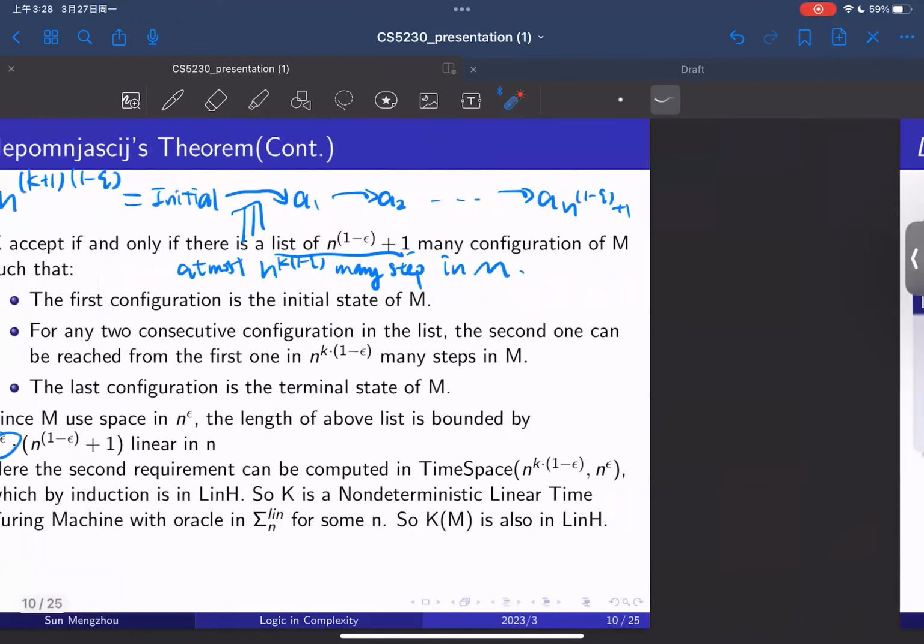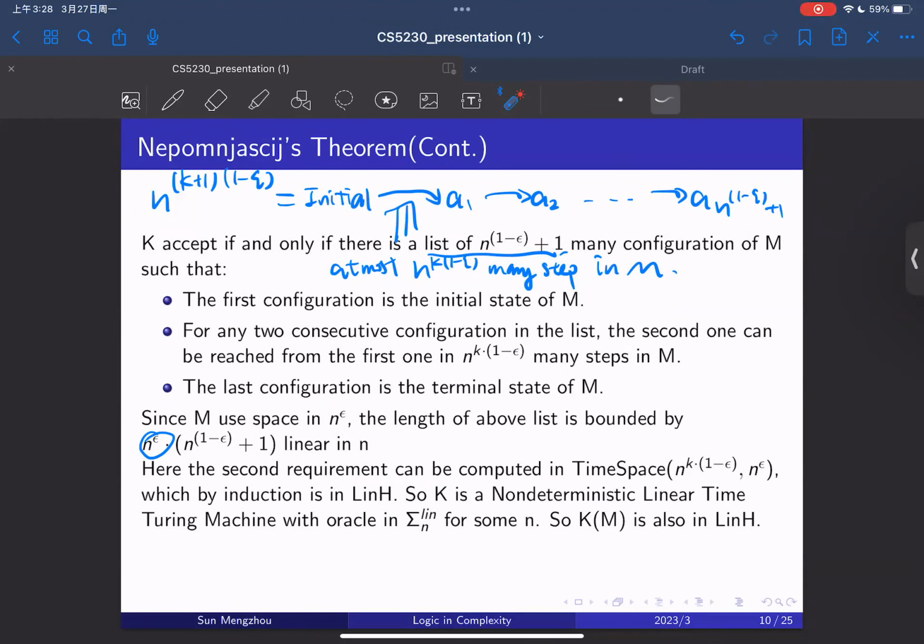Oh, sorry, I forgot to mention that there's one last step. So here, obviously, log space is a subset of time space.